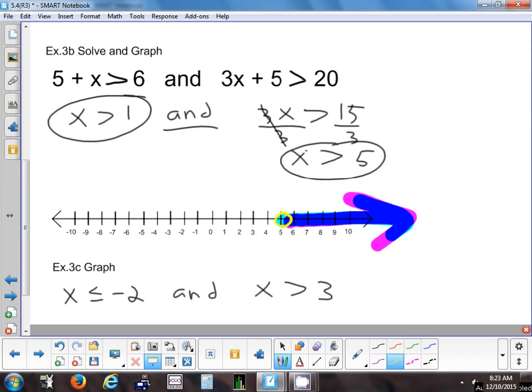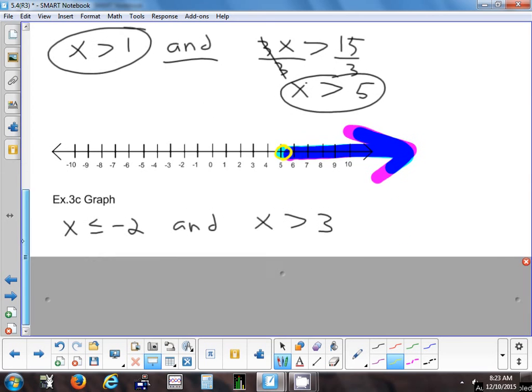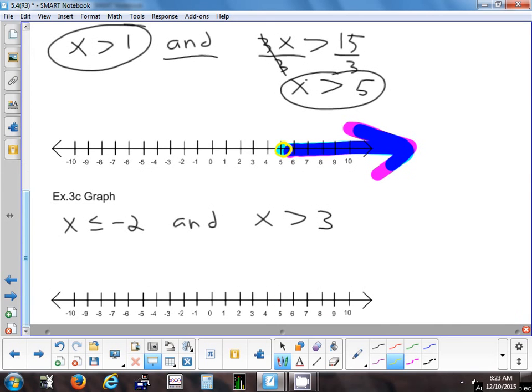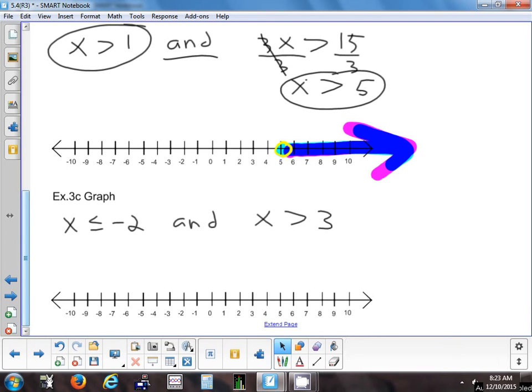All right, and let's try 3C. Okay, this one's already solved for x, so this will be a quick one. And then we'll do our last one that we had to kind of go through quickly at the end, and then we'll be done. All right, what kind of circle on negative 2? Closed. What kind of circle on 3? Open. All right, and which way do I shade?